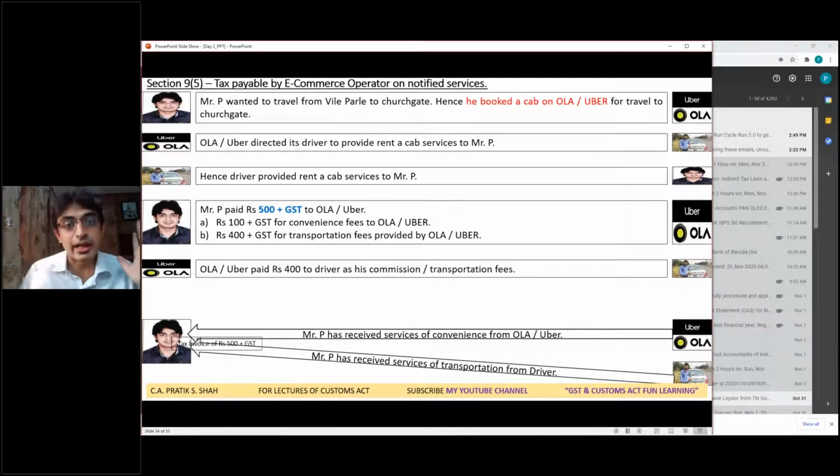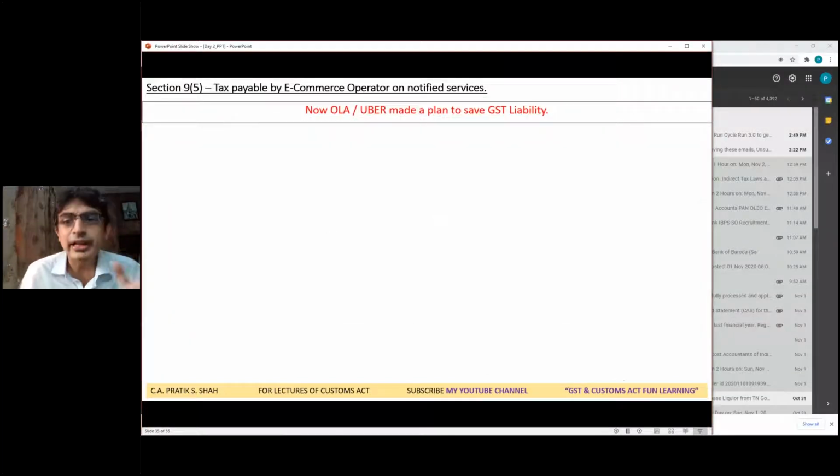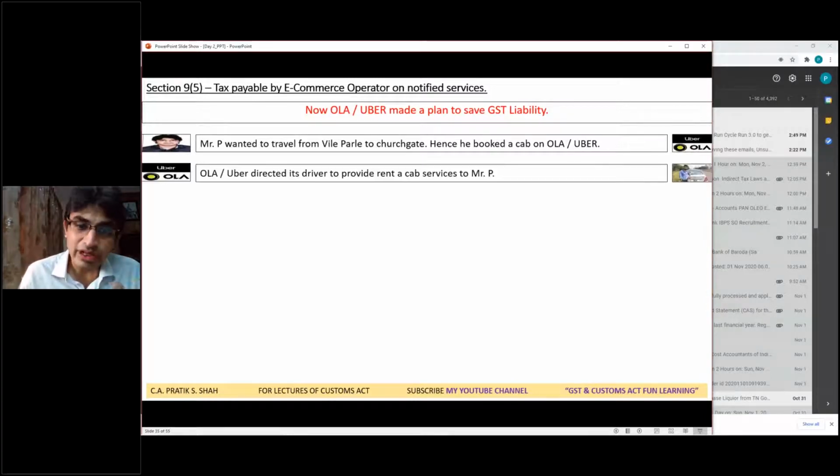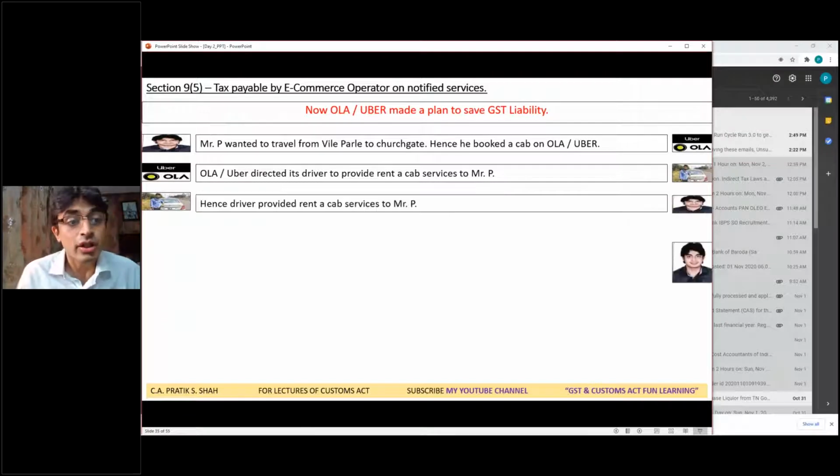Now, suppose Ola made a legal plan. This had not happened in reality, just for an example. Ola made an excellent plan to save GST liability. See what happened in this case. I wanted to travel. Ola gave a cab to me, a rent-a-cab. Ola booked the driver and Ola sent the driver. Now the driver provided me the rent-a-cab service.